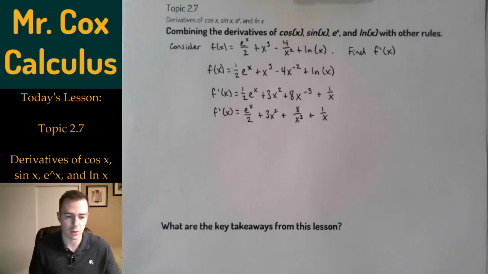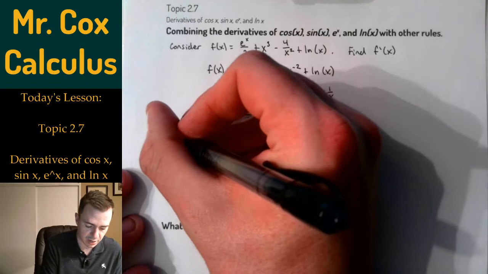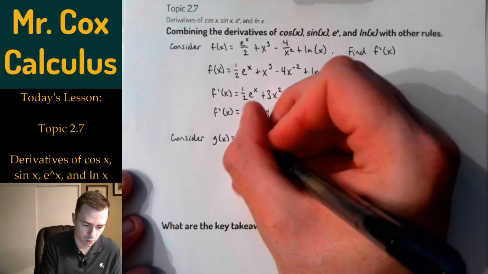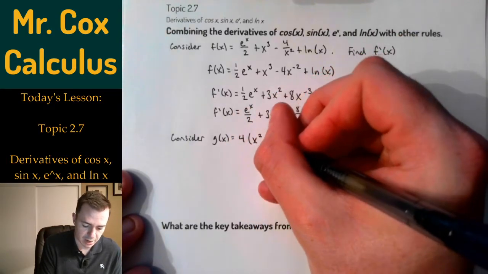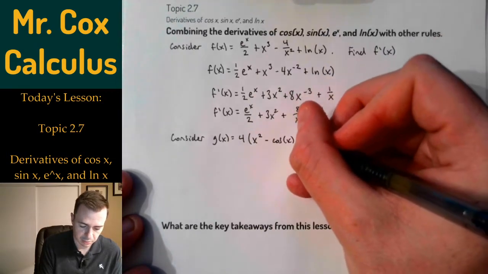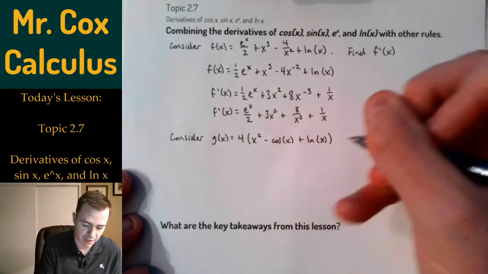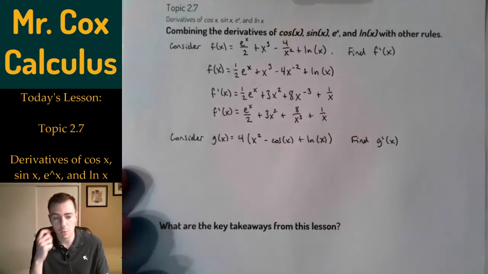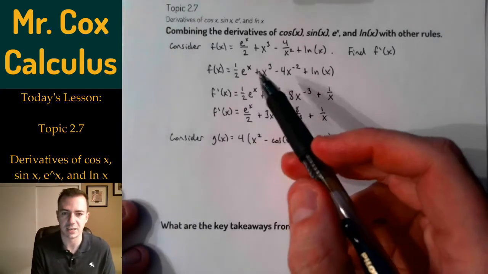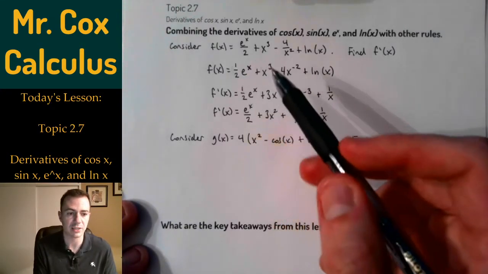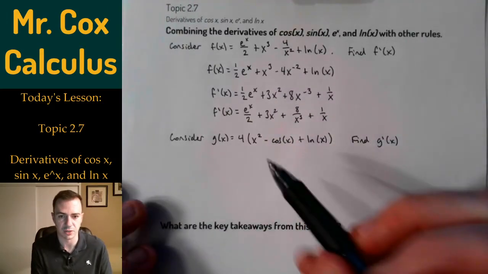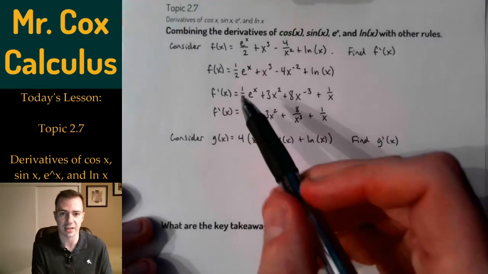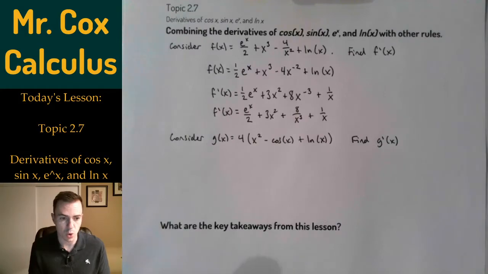So now let's look at one more function right here. Let's consider the function g of x equal to 4 times x squared minus the cosine of x plus the natural log of x. And I want to find g prime of x. Well, one of the things we know we're going to have to do is get it into a form where I can look at one piece plus or minus another piece. I need to use that sum or difference rule. So I need to take this 4 and distribute it to each piece so that I can really break it down piece by piece.